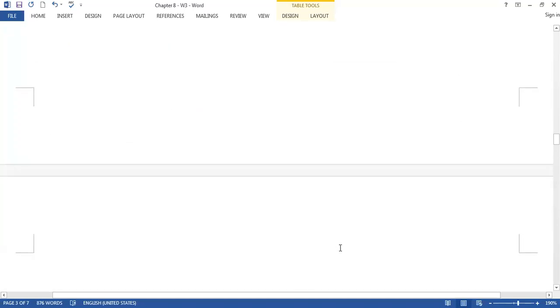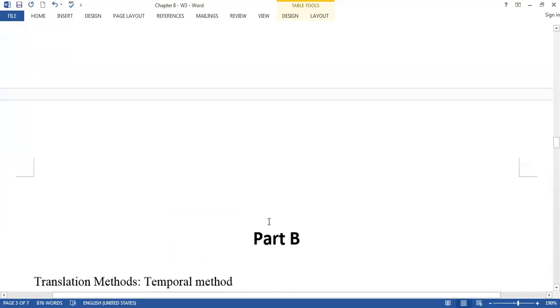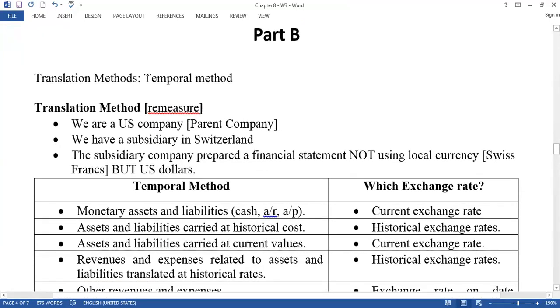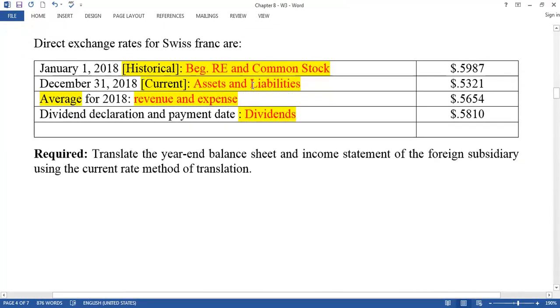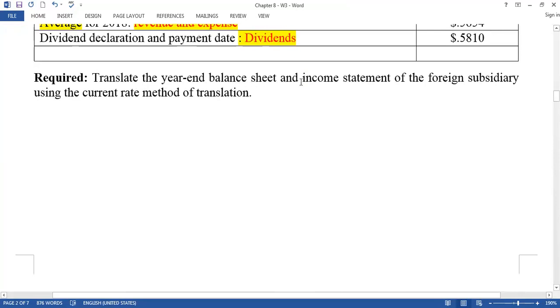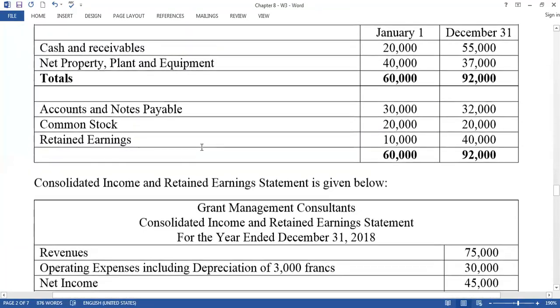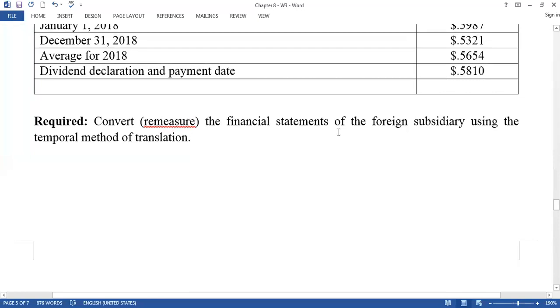The same question we are going to use with the temporal method, in part B. Although in the question paper, I will clearly mention the method. Like, look at the first question. The first question I said: translate the year-end balance sheet and income statement of the foreign subsidiary using which method? Using the current rate method. The same question I am going to use here, and this is the requirement: convert the financial statement of the foreign subsidiary using the temporal method.